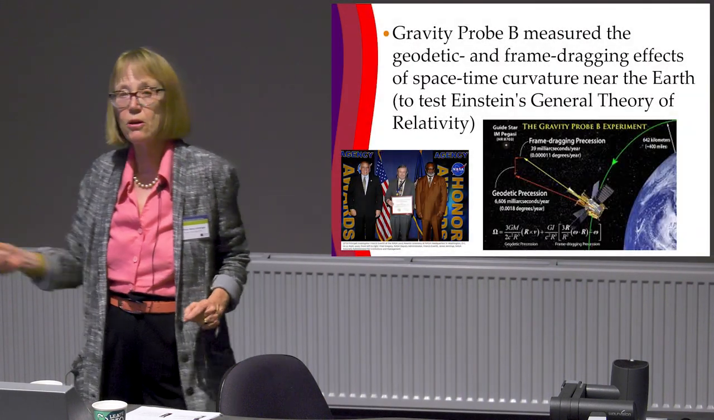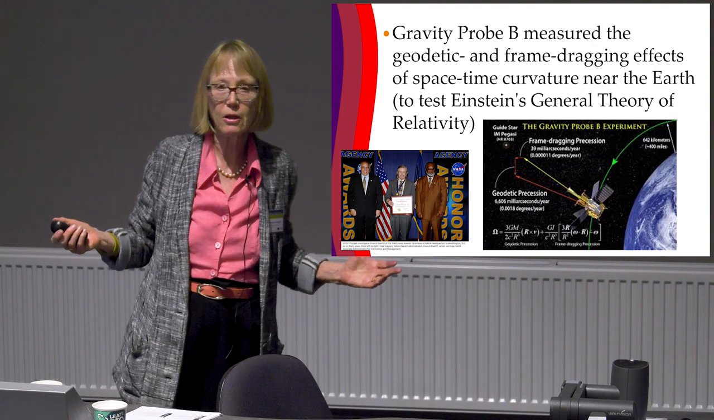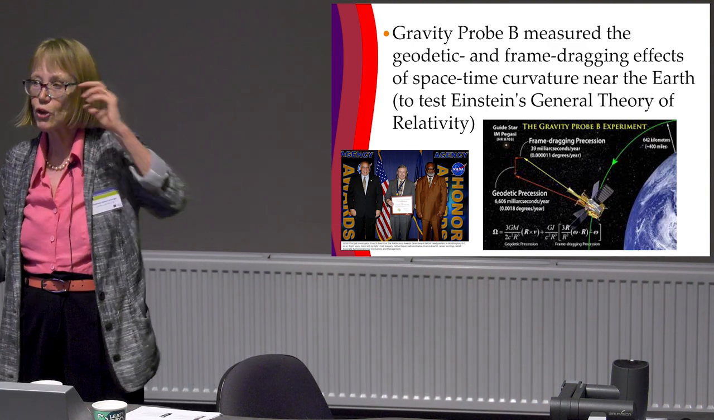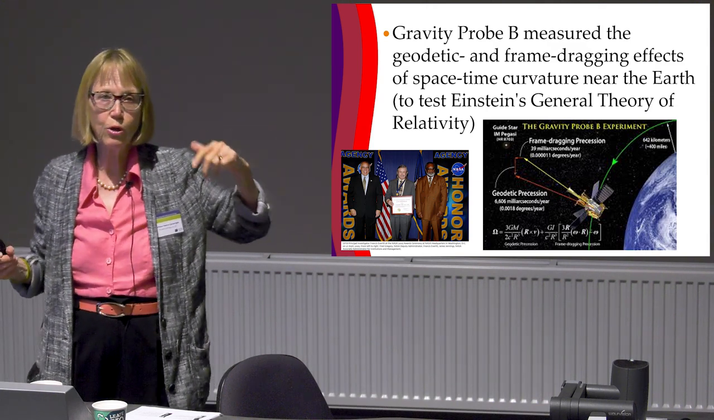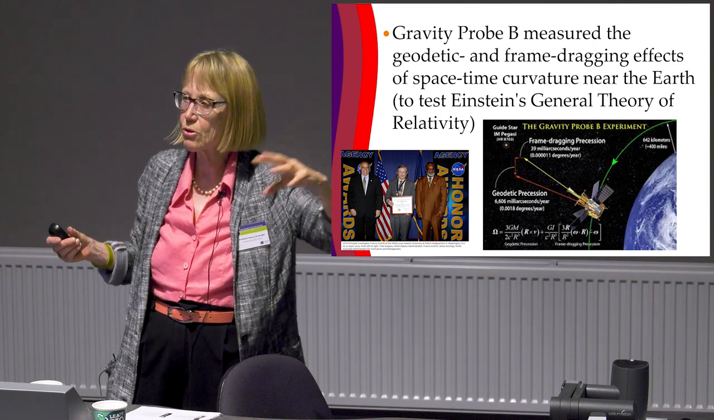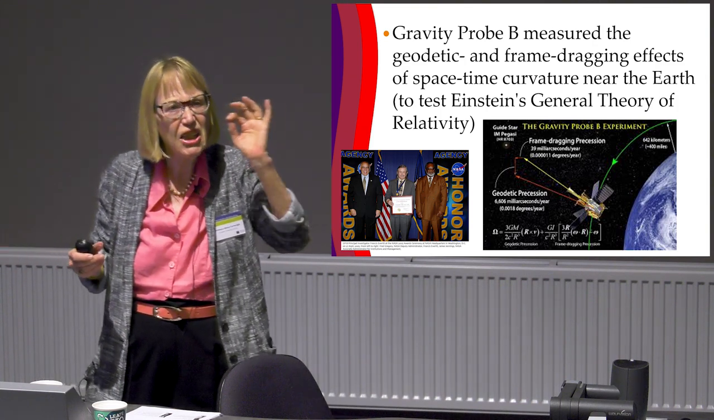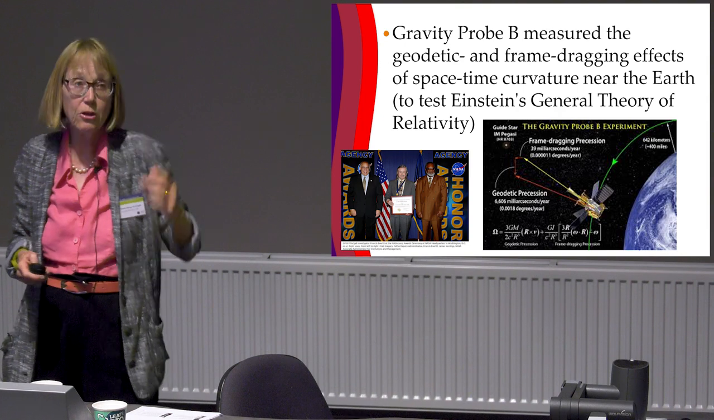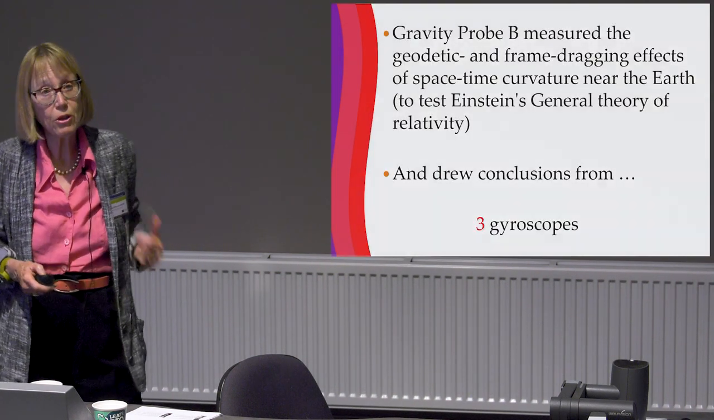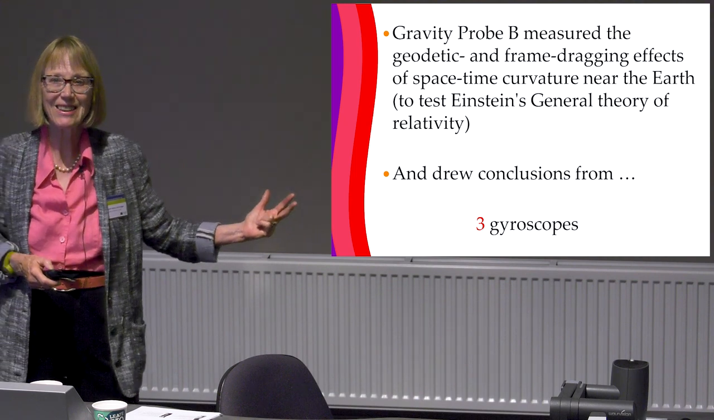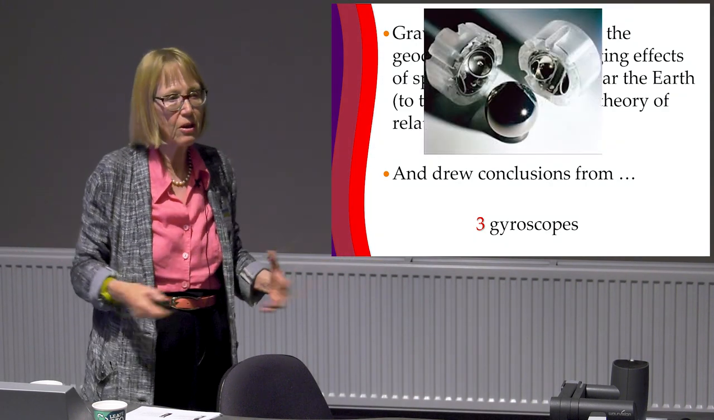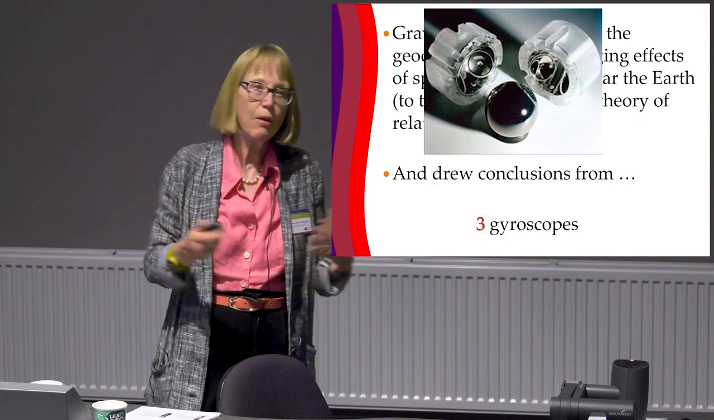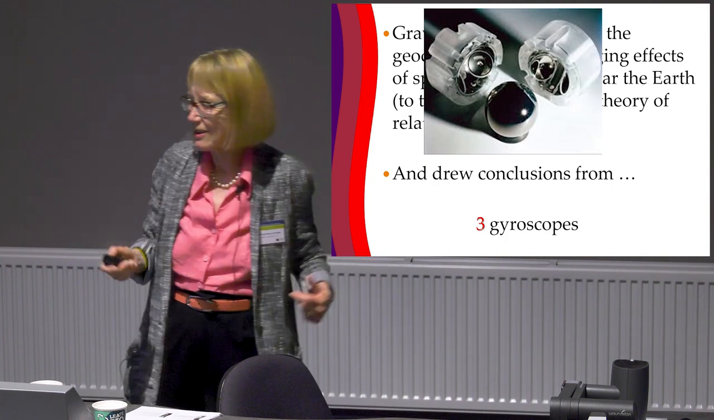Okay. So here's an experiment that I was a participant observer on at Stanford when I was there. For 20 years, they designed this experiment to put some gyroscopes into space. They would precess if there was space-time curvature; the gyroscope should couple with it and precess. Very, very infinitesimal precession that I had to measure. And they were testing the general theory of relativity using these gyroscopes, and they drew conclusions from three gyroscopes. Okay. That's because they knew that the kind of thing they were studying was projectable. I mean, if these three gyroscopes precessed and coupled with space-time curvature, you know, they all would.